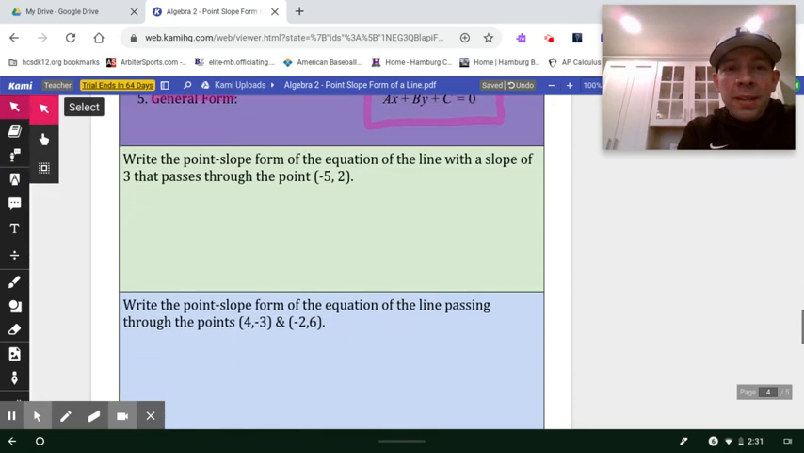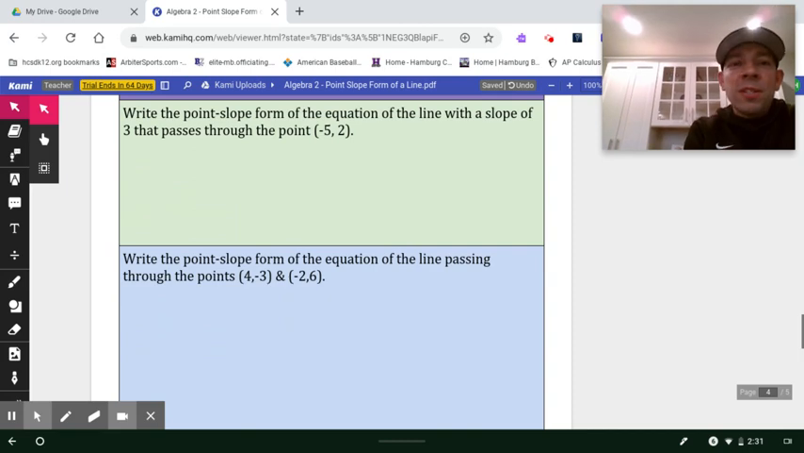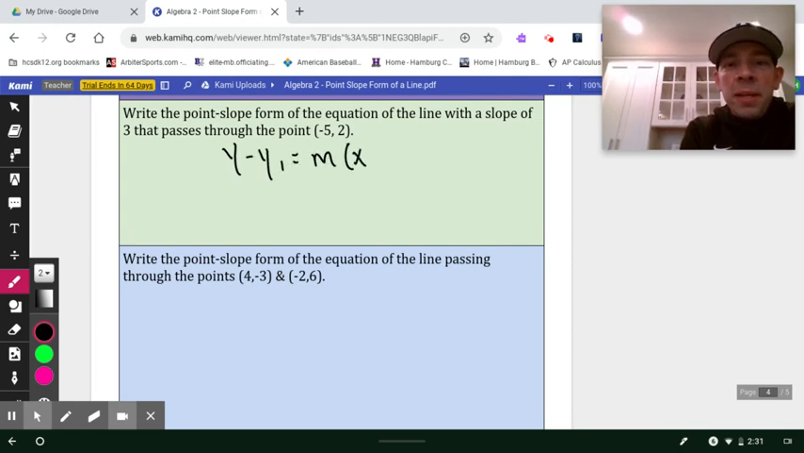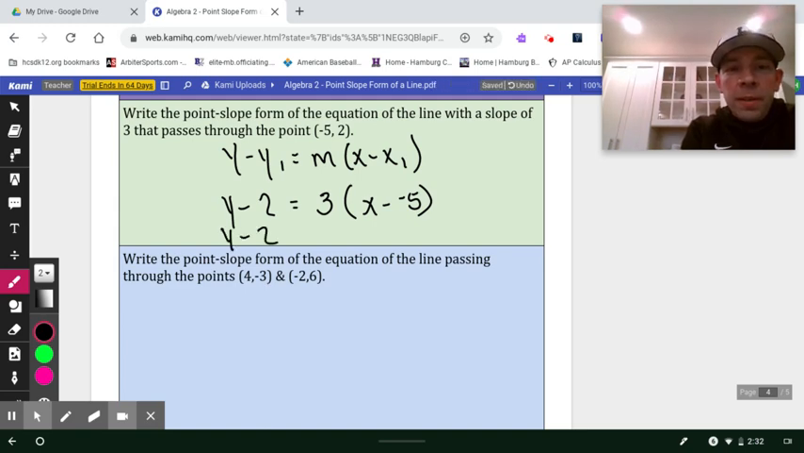All right, so we're going to dive in and get into the meat and potatoes here. We're going to write the point slope form of an equation with a slope of 3 that passes through the point -5, 2. For the sake of being extra careful, I'm going to rewrite my formula. Then I'm going to substitute the 2 for y sub 1, the 3 for m, and then the -5 for x sub 1. Now you'll notice I can go a tick further, and I'll write x plus 5 because of the 2 back-to-back negatives.